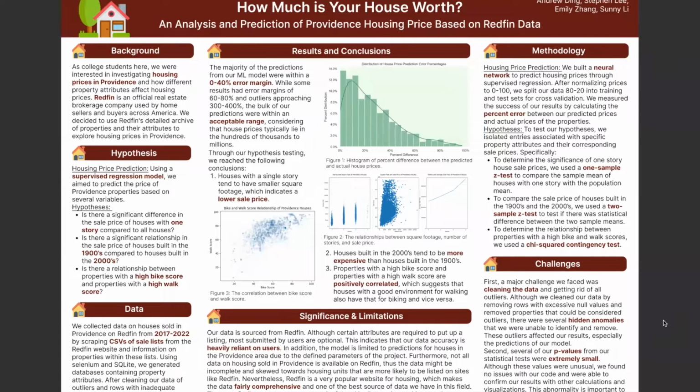Regarding solving the problem of predicting housing prices based on the available housing attributes that we got from Redfin, we used a machine learning model to predict a target sale price variable based on 13 to 14 housing attribute variables. And to do this, we use the TensorFlow sequential model with 4 dense layers using ReLU activation functions.